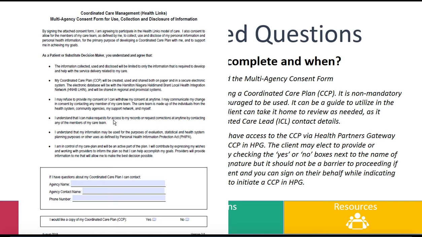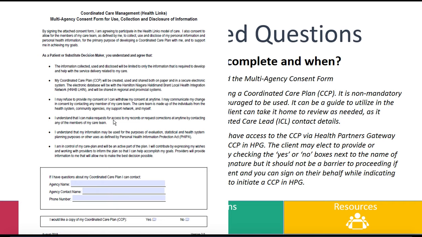This particular consent form is not mandatory to complete, and this actually does not require client signature. However, we do encourage you to use it for a couple of different reasons. One, it can be used as a communication tool or a guide to initiating conversations with your client about a coordinated care plan. After you have reviewed the consent form and discussed the coordinated care plan with your client, you can keep a copy of this consent form and place it in your client's chart for future reference as needed. You can sign and date it to provide information on when it was reviewed and whether or not consent to initiate a coordinated care plan was given.